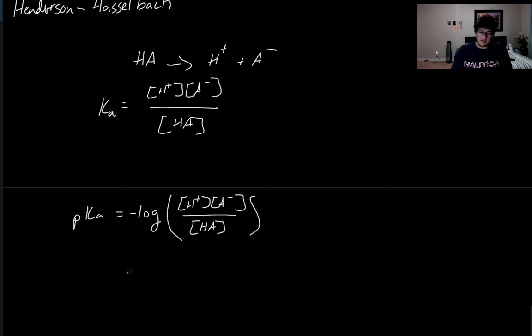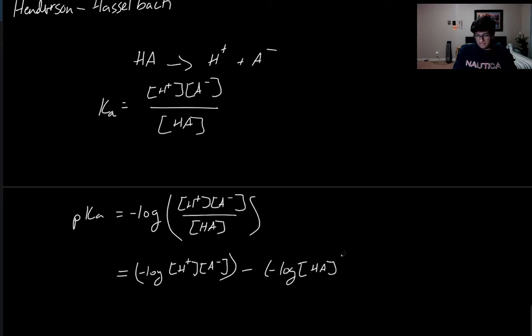This entire thing is in the logarithm, and now we're going to use some pretty epic properties. We're going to break this up. First thing we see is that we have a numerator and a denominator, which means there's division going on. So we can do negative log of H plus times A minus, and then since there's a division going on, by the logarithmic rules we already know, we can do minus negative log of HA. That is all equal to pKa.